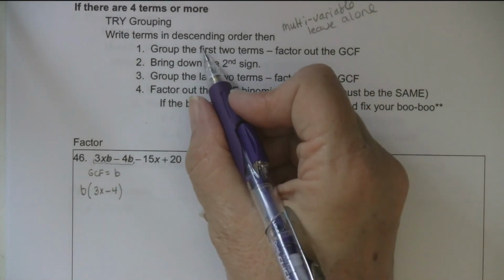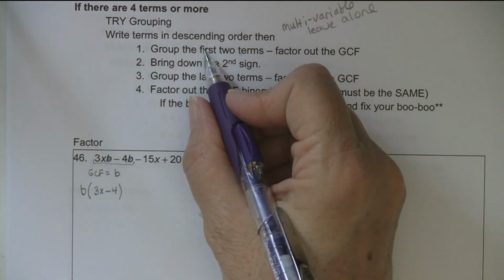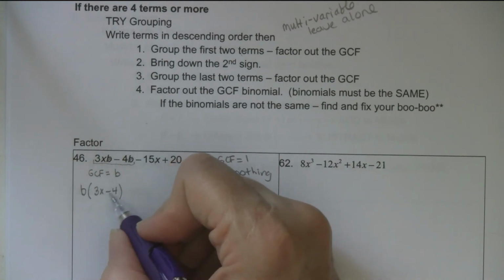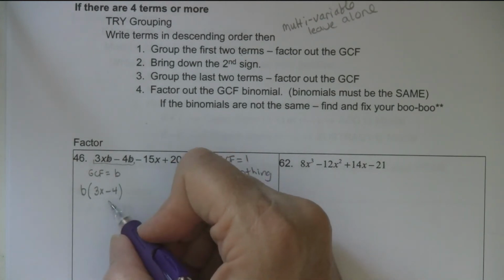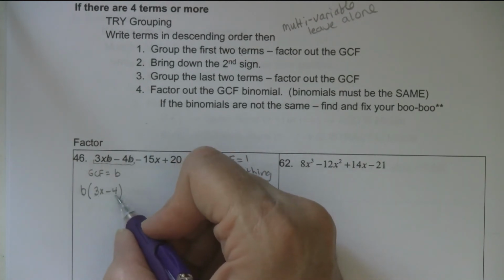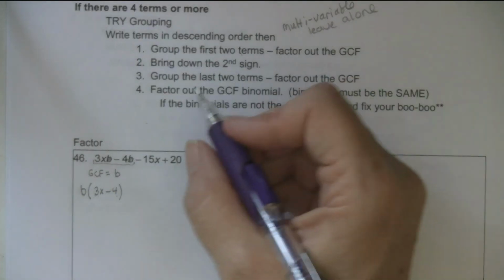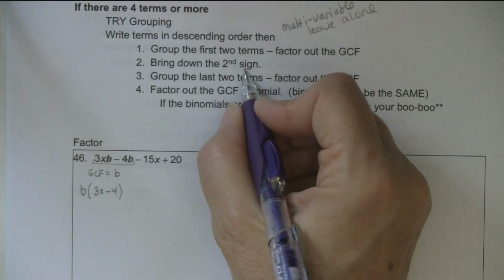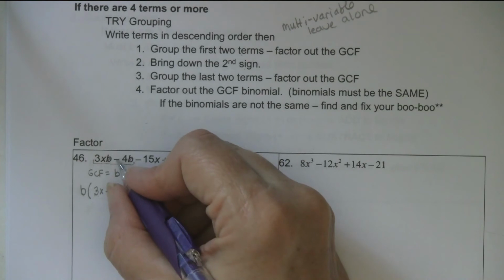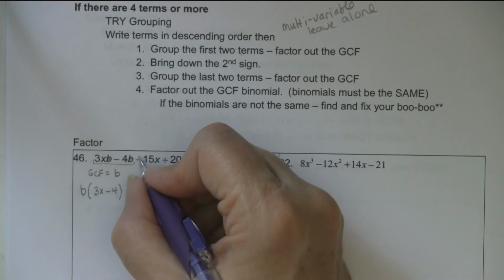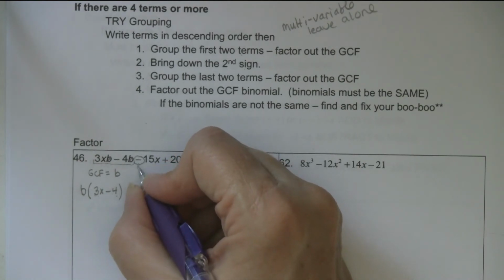Then the directions say, so you group the first 2. You can make sure that when you multiply it together, you get what you started with. Now the common factor here is 1, right? Doesn't have anything in common. You bring down the second sign. So this is the first sign, the second sign, and whatever it is, you just bring it down.